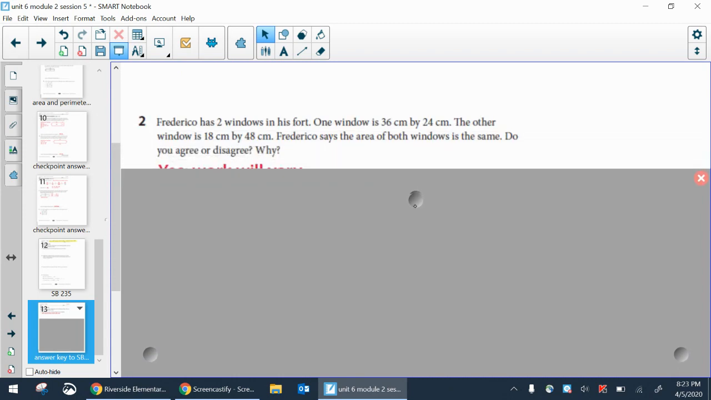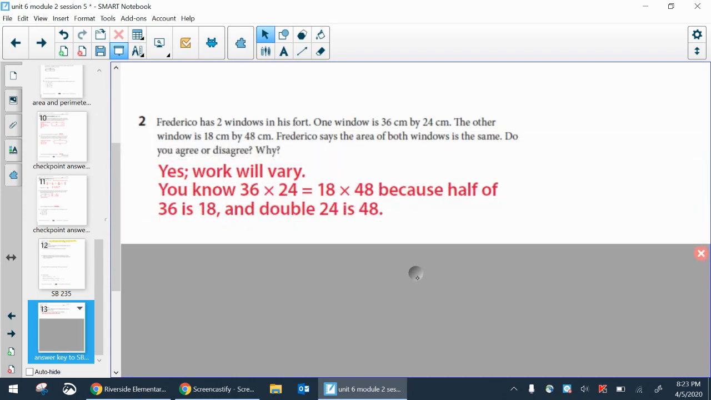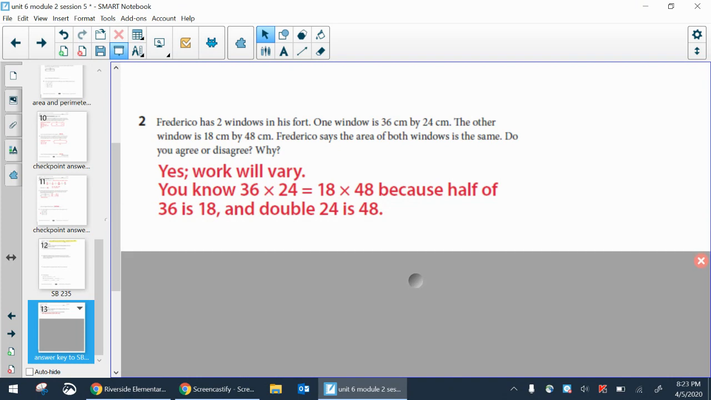For problem 2, are you disagreeing or are you agreeing? And why? This is what Frederico is saying. Do you agree with him? Yes, Frederico is correct. And your work will vary. And then this is one way to explain using our doubling and halving strategy that we've been familiar with for quite a few units now.